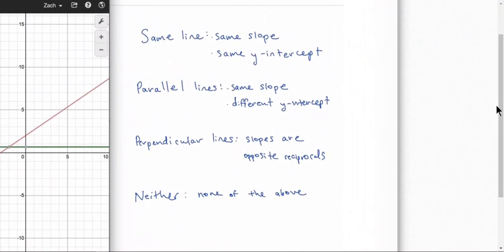Okay, so you can be the same line. This is the first thing that you check for. And if you're the same line, both equations are going to have the same slope and the same y-intercept. So if this is true, then you're done and you have the same lines. So it'd be basically one line on top of another line.